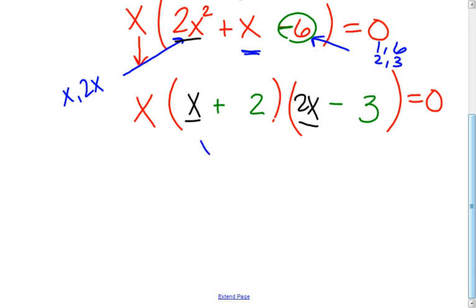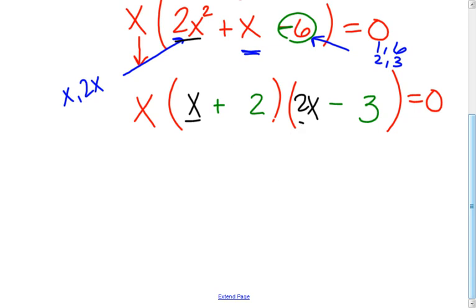Alright. Outsides, negative 3x. Insides, 2x times 2x is 4x. Negative 3x plus 4x does make 1x. And that's what I need in the middle. And so I'm good. Now, this one asks you to solve it.